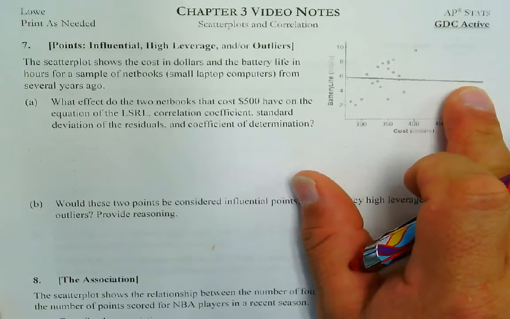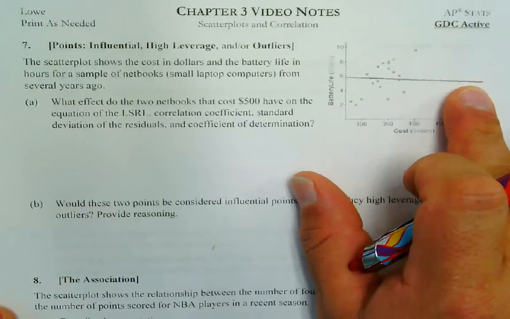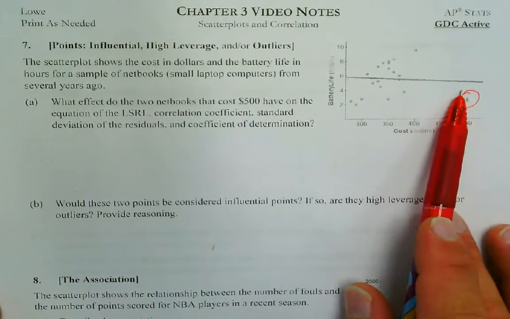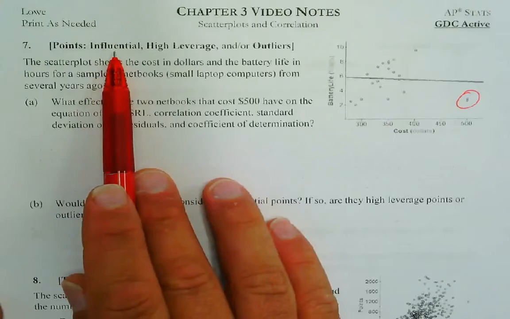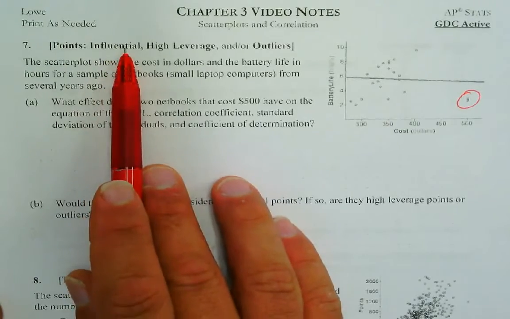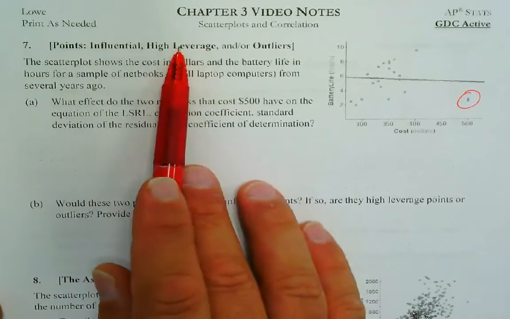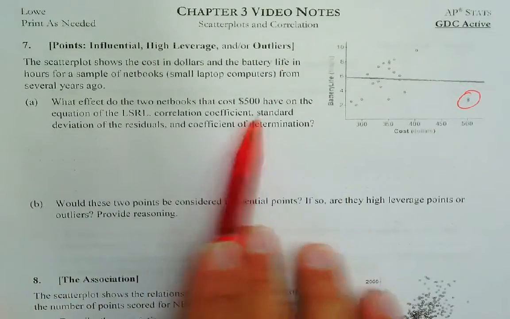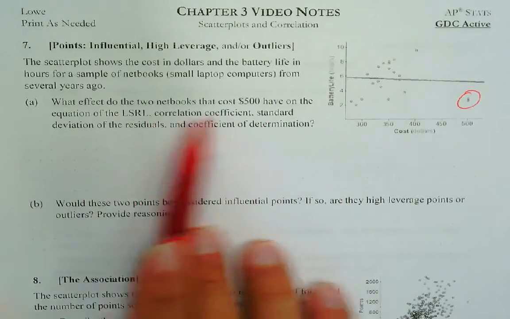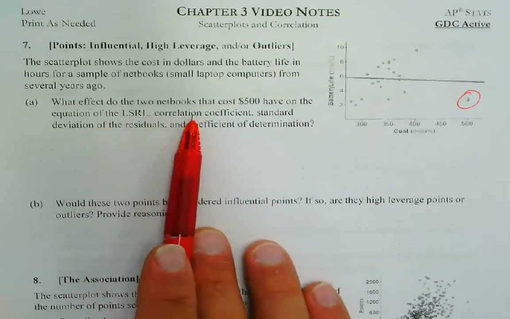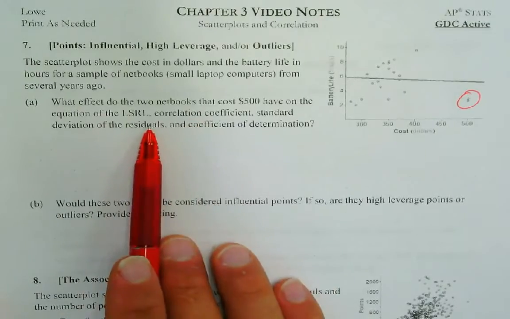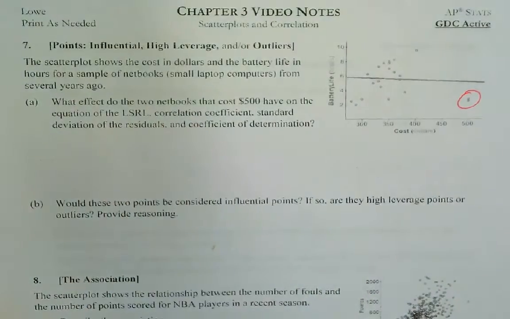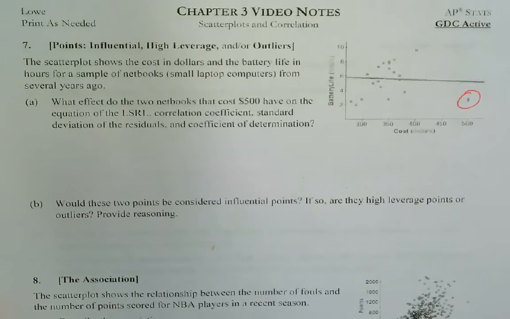That the more expensive the netbook, the longer the battery life. You just happen to have 2 really expensive ones that pull it down. That's what we're talking about when we say influential points. Now, those points may be high leverage or they may be outliers. But first, what effect do they have on the least squares regression line, the correlation, the standard deviation of residuals, and the coefficient of determination? We just answered part of it, so let's write it down.